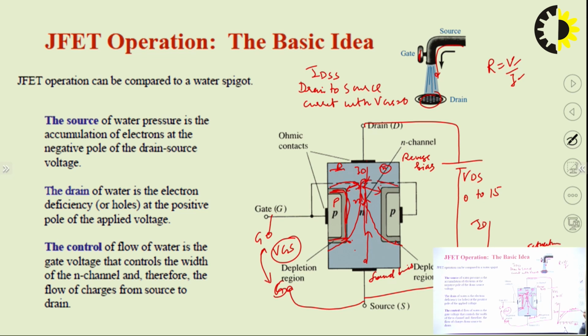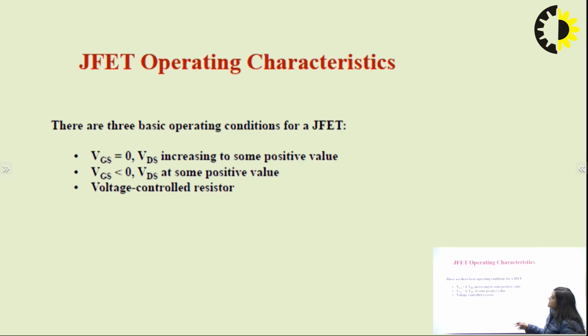And if we increase the VDS beyond a certain potential, there will be a breakdown, and an abrupt amount of current will flow. So this region is the breakdown region. There are three basic operating conditions for the JFET: VGS 0 with VDS increasing to some positive value, VGS less than 0 with VDS at some positive value, and voltage controlled resistor.